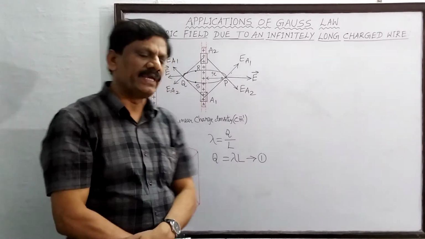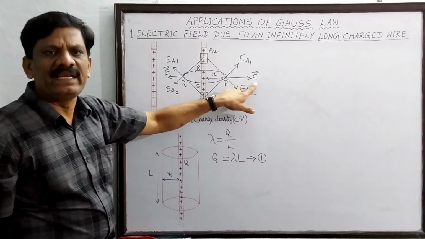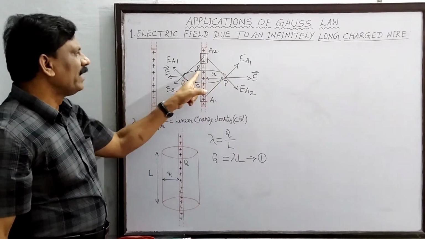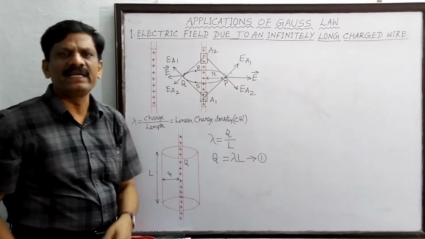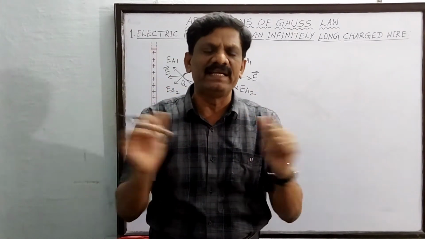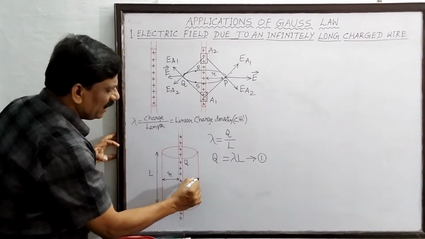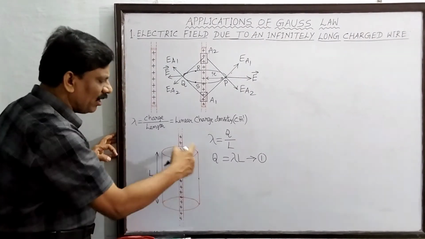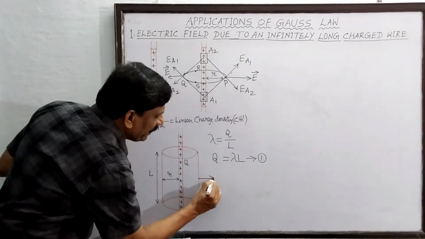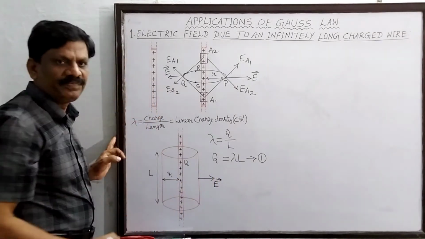Okay, fine. Now, you see, this is the direction of the electric field due to the charged wire. At every point like this, the direction of the electric field will be radially outward, that is perpendicular to the length of the wire, and it is directed outwards. So I will consider any point on this lateral surface. This is the direction of the electric field vector.